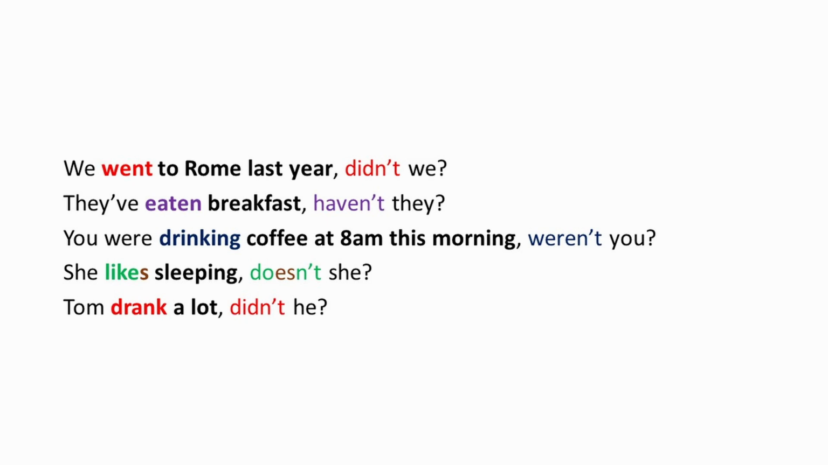They've eaten breakfast, haven't they? So haven't signals type 3. You were drinking coffee at 8 o'clock this morning, weren't you? So this weren't plus an action signals it's a type 4. She likes sleeping, doesn't she? So when the tag is doesn't, you need this type 1A. And Tom drank a lot, didn't he? So didn't, type 2.